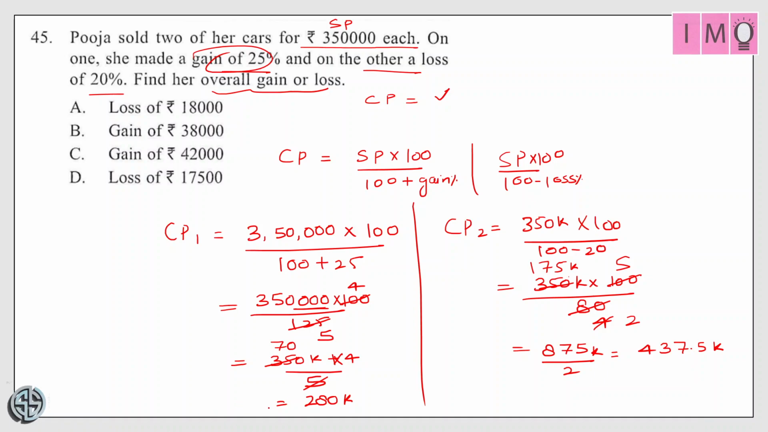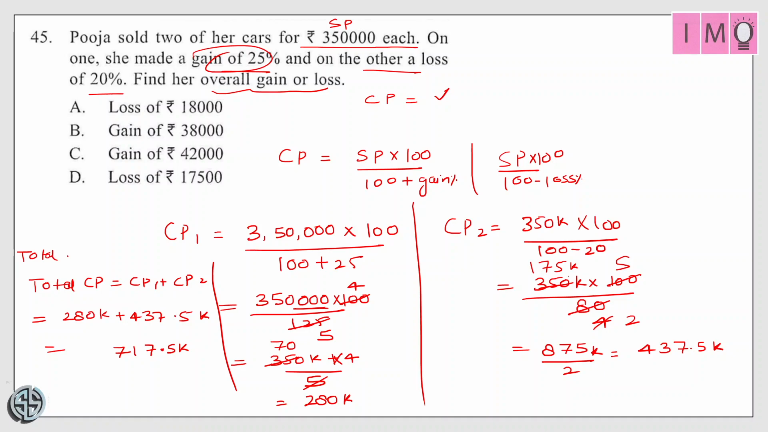Now if you add, let's find the total cost price. It will be equal to CP1 plus CP2, right? So CP1 is 280k and the CP2 is 437.5k. When you add, you will get 717.5k as the total CP, and total SP if I calculate, because 350k for each, so 2 into 350k, you will get 700k.